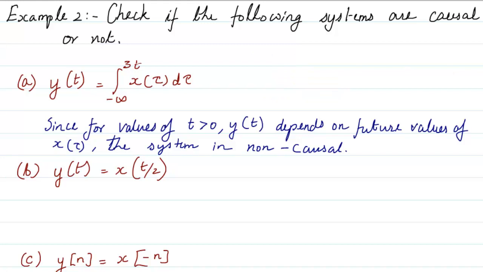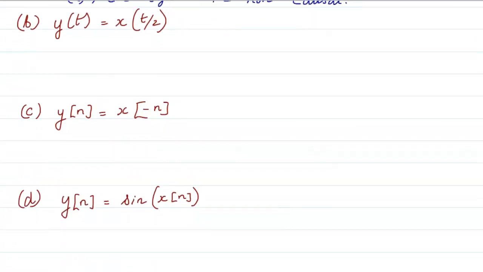Let us look at the next problem. y(t) is equal to x(t/2). Here also you can see, if I am to find the value of y(t) at t equal to 1, then I will get x(1/2), correct? That is okay, because 1 comes after 1/2. You can say that y(1) is basically dependent on the previous value.